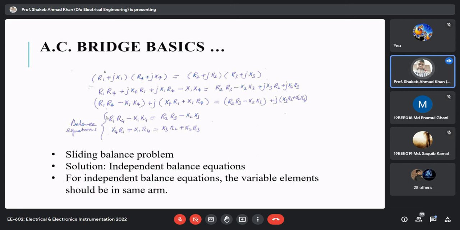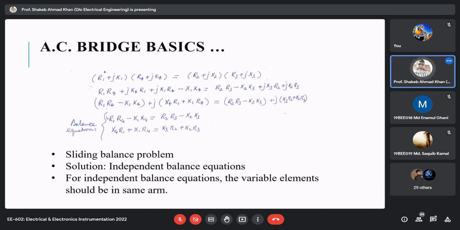Although this is the solution that has been told here, in many cases there are many other requirements also, like accuracy and economy. So you will find many times that despite having a choice to have independent balance equations, we prefer dependent balance equations and the sliding balance problem, because other things are more important, like accuracy, economy, and resource requirement. All these things are there. So that's why we'll discuss all these things.